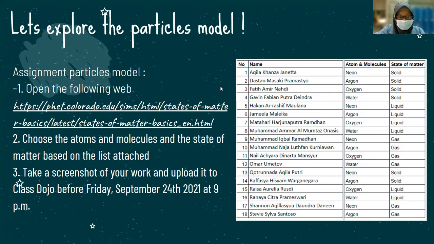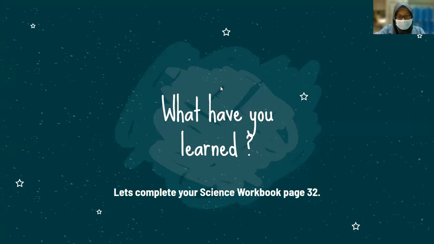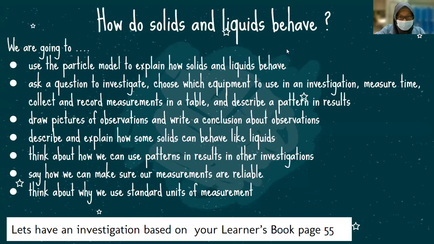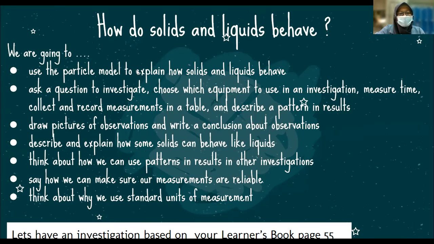Okay, and this is the list of the assignment. You can complete the workbook page 32 and continue to how do solids and liquids behave. So the objective is to use the particle model to explain how solids and liquids behave, ask a question to investigate, choose which equipment to use in an investigation, measure time, collect and record measurement in a table, and describe a pattern in results. We're not going to do this complicated investigation as you have done. We were doing the investigation but in a simpler way. Draw pictures of observations and write a conclusion about observation.